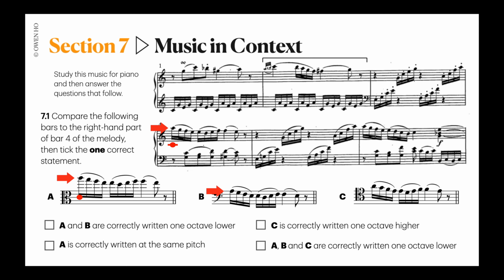In option B, the first note actually lies below the middle C, whereas in option C, the first note A lies just above the middle C within an octave. In other words, the right-hand part of bar 4 of the music is exactly the same as the music in option A because they are written at exactly the same pitch, and therefore the answer is this.